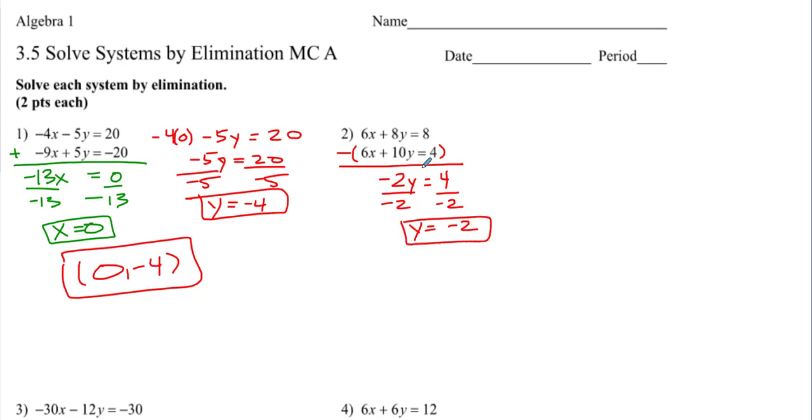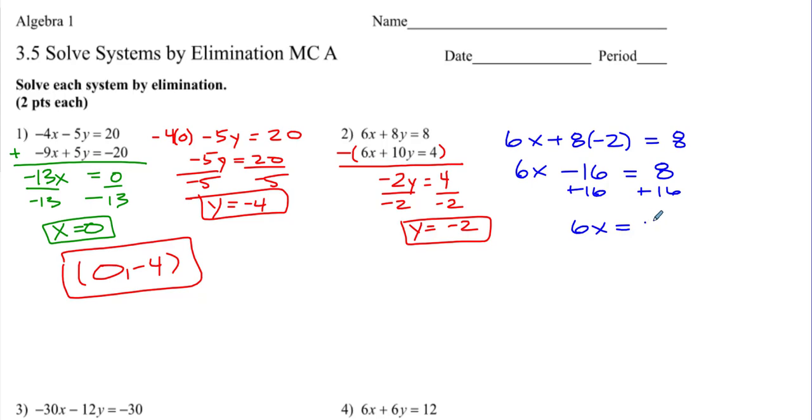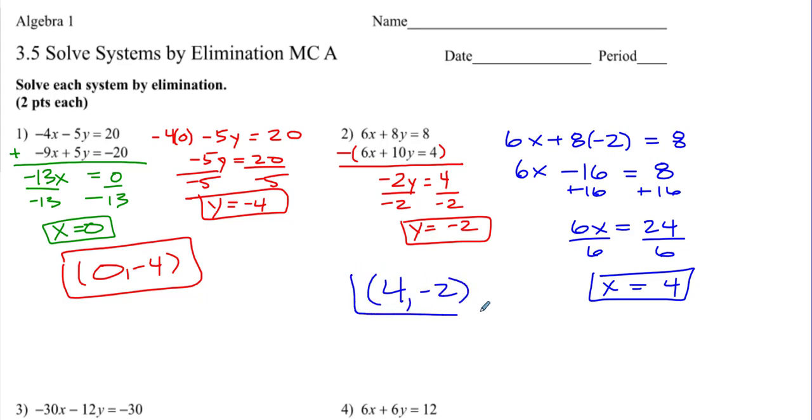Boom. Alright, let's plug this in. So we got, let's do blue, why not? So we got 6x plus 8. What is my y value? That is negative 2 equals 8. Then we drop that down. 8 times negative 2, negative 16 equals 8. We want to add that 16 to both sides. 6x equals 24. We divide both sides by 6. We get x is equal to 4. Yep, looks right to me. So my ordered pair, 4 comma negative 2.